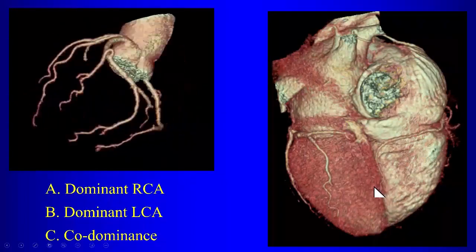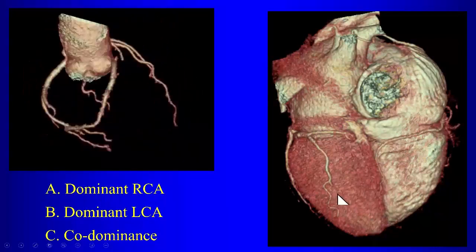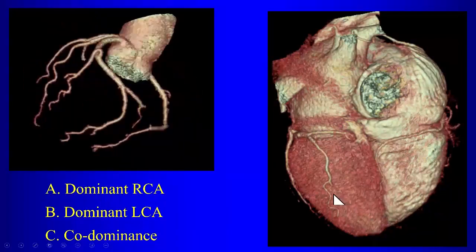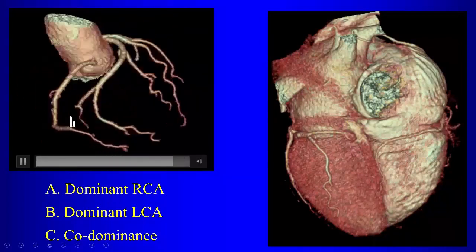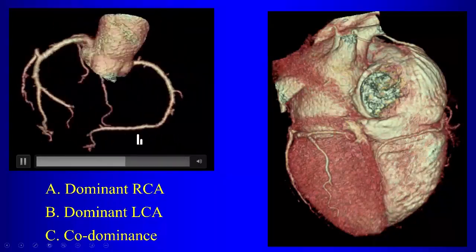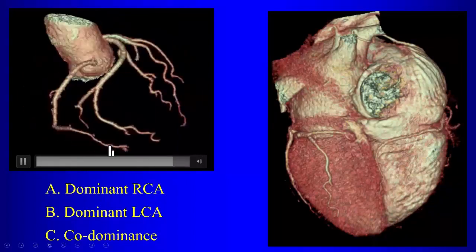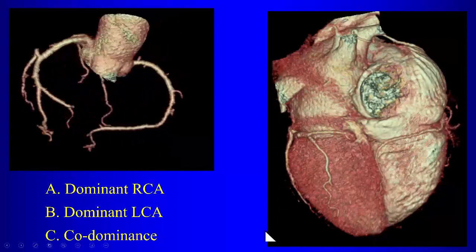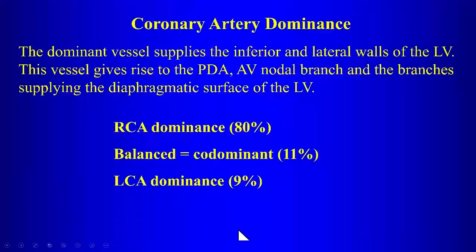So here you have the PDA coming off the RCA and the posterior left ventricular branch coming off the circumflex coronary artery. And then here on the volume render view, you can see two vessels actually, one from the right and one from the left coming towards you. So you have PDA and then posterior left ventricular branch. So this is codominant coronary artery, okay?